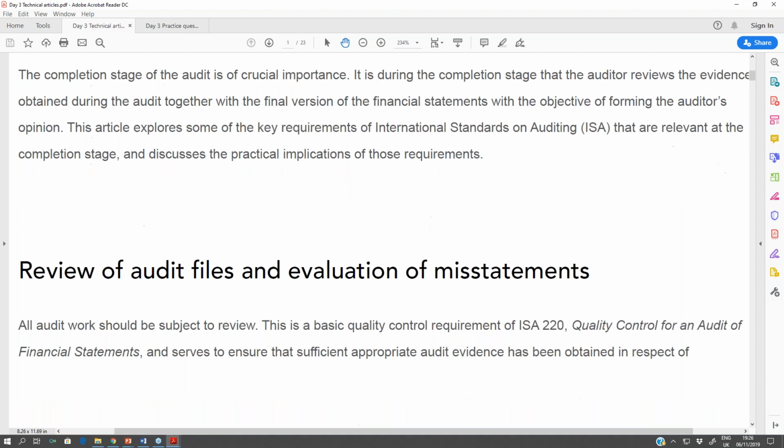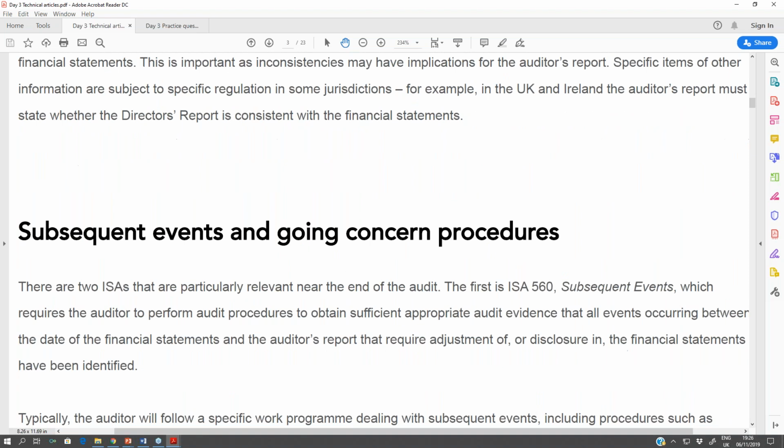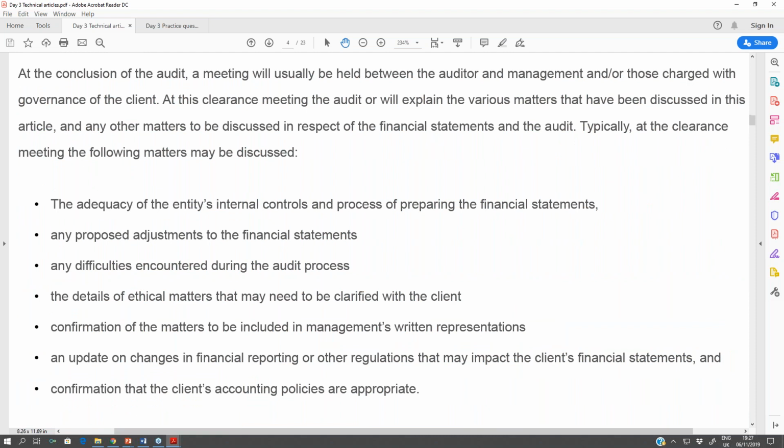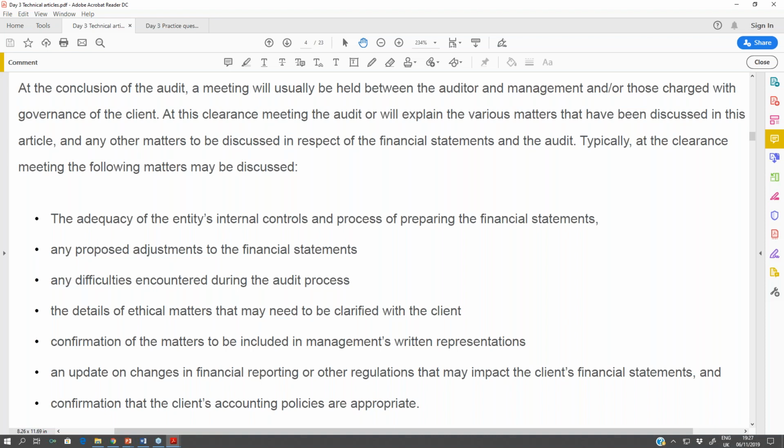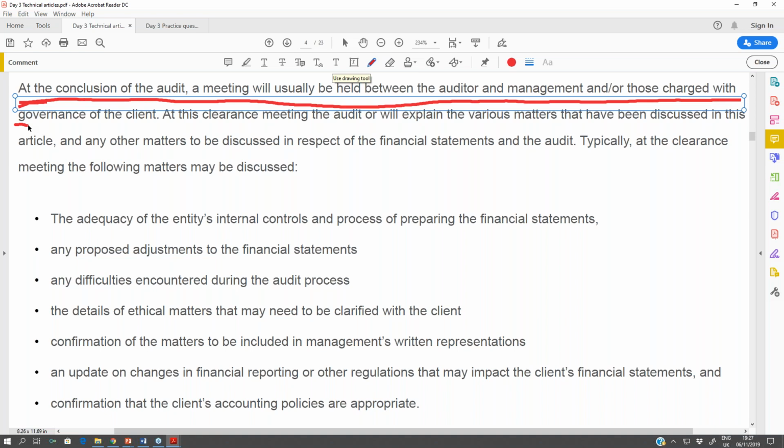And you go down, and in this article, you come across a paragraph which says, look at this paragraph in the article, Completing the Audit, which says: At the conclusion of the audit, a meeting will usually be held between the auditor and the management and those charged with governance. So at the end of the audit, there will be a meeting between the management, those charged with governance, and the auditor. And in this meeting, you will present the report.